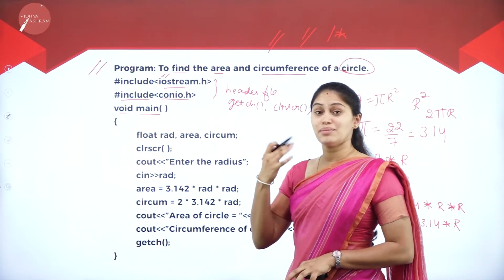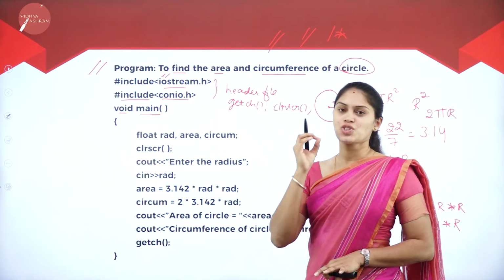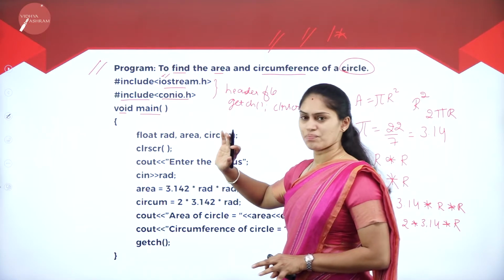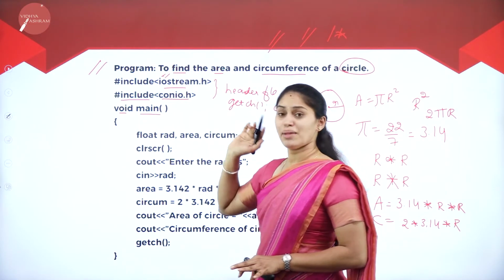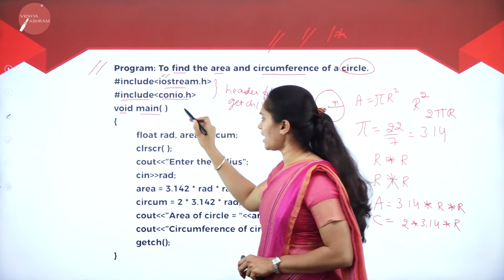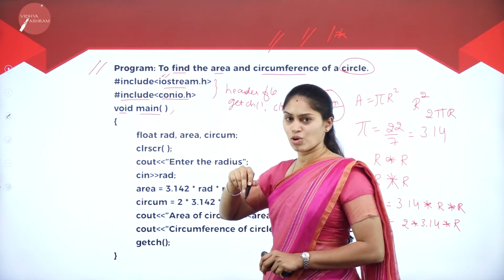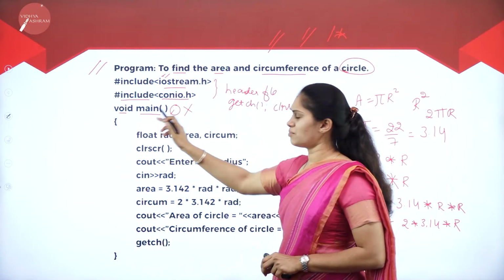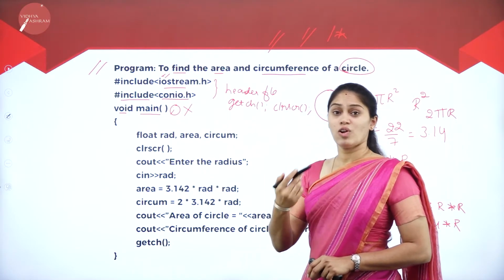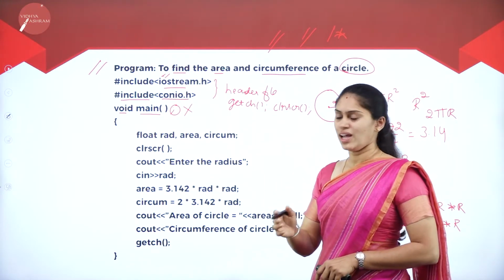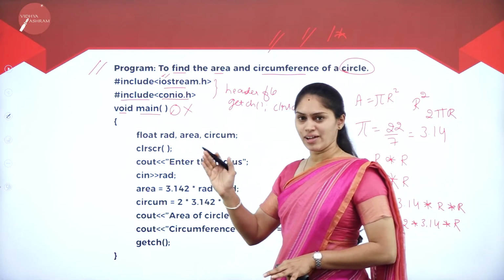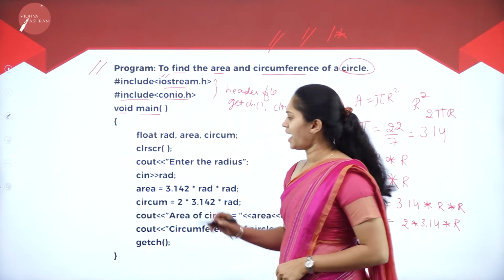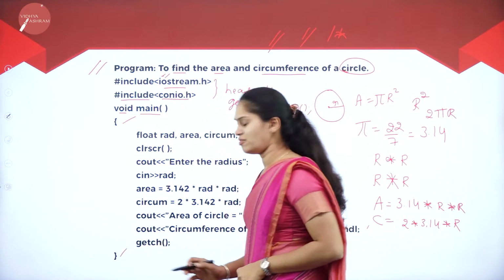And this is the main function, where the actual execution of a program starts. Void is the return type and main is the function. Can we give the semicolon here? No. Why? Because we are not declaring, we are defining this function. So we are not supposed to give a semicolon after void main. Next we have the opening and closing of curly braces.